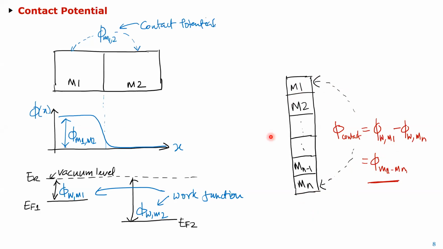It doesn't matter what material is in between them. So if I take these M2, M3, take two materials away or swap them or add another material or do whatever inside this, the contact potential still remains the same.